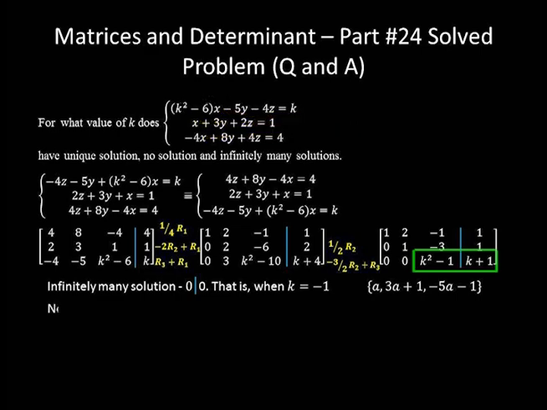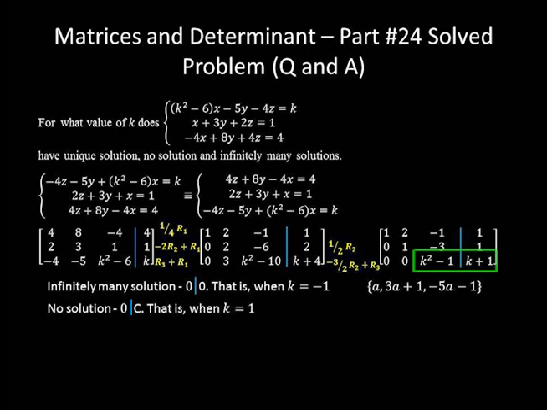The system has no solution only when k square minus 1 is 0, but k plus 1 is any constant different from 0. When k equal to 1, k square minus 1 is 0, but k plus 1 is 2. Thus, the system has no solution only when k equal to 1.